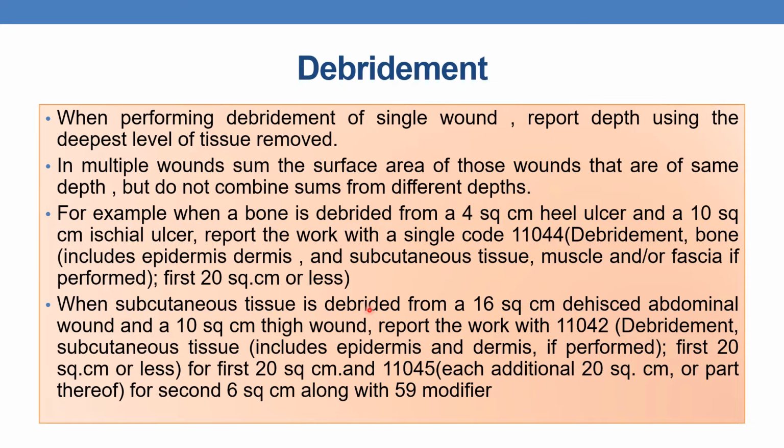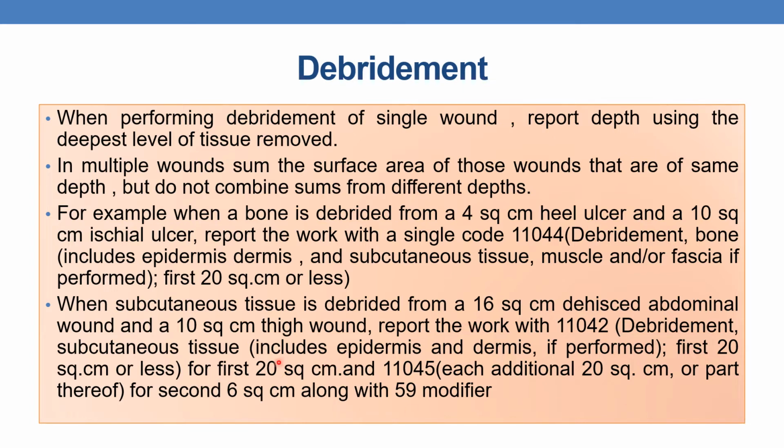Now, when subcutaneous tissue is debrided, another example is when subcutaneous tissue is debrided from a 16 square centimeter dehisced abdominal wound and a 10 square centimeter thigh wound. Report the work with 11042. Here, how many square centimeters? 16 plus 10, that is 26. So first you need to report the work with 11042, that is debridement subcutaneous tissue including epidermis and dermis if performed, first 20 square centimeters.